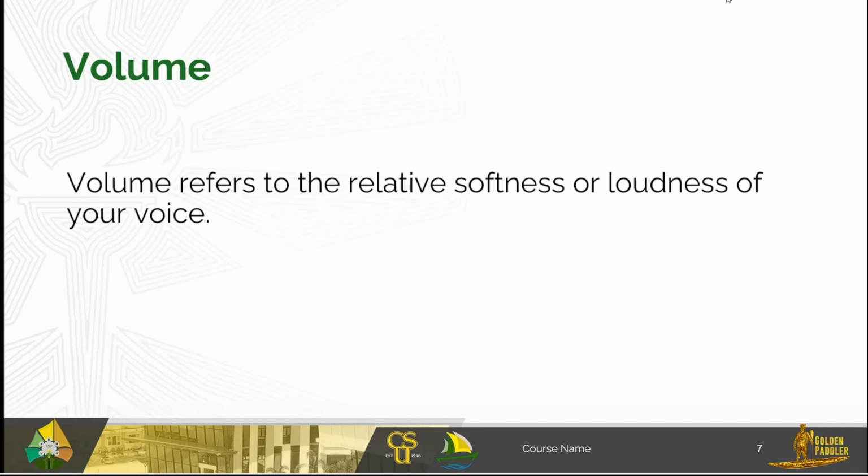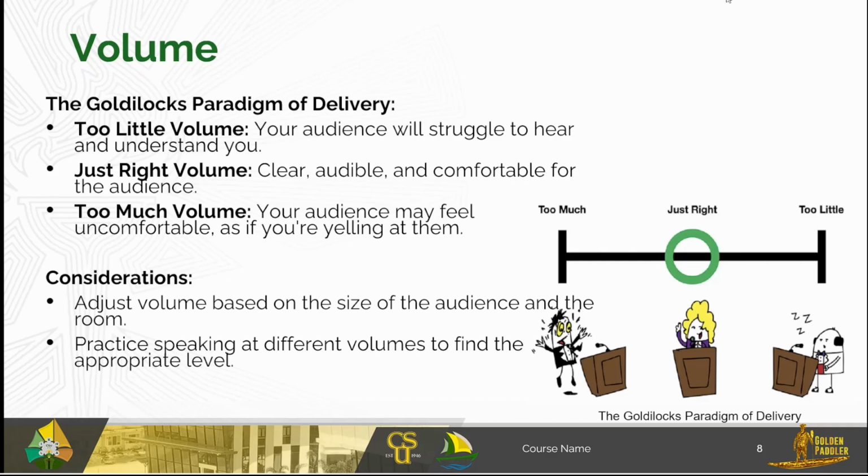The next principle is volume. Volume refers to the relative softness or loudness of your voice. Let's remember the Goldilocks paradigm of delivery. Too little volume, your audience will struggle to hear and understand you. Just the right volume, it is clear, audible, and comfortable for the audience. Too much volume, your audience may feel uncomfortable as if you're yelling at them.